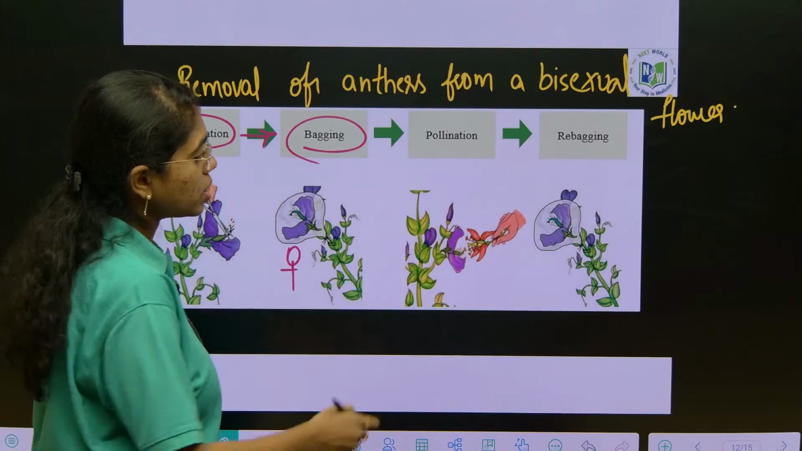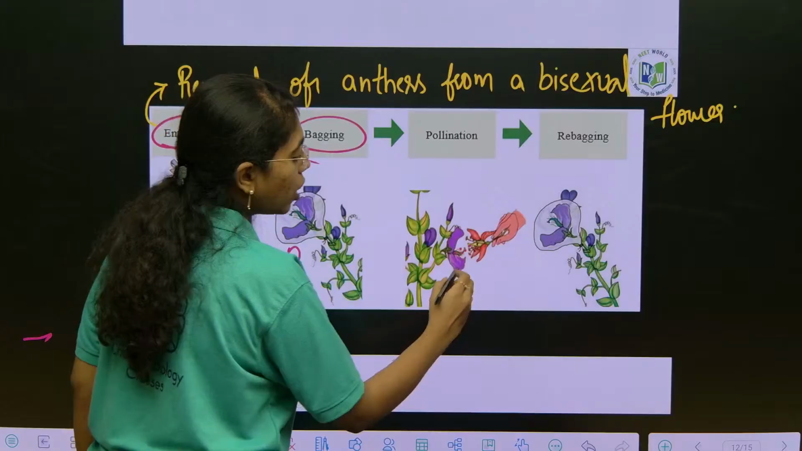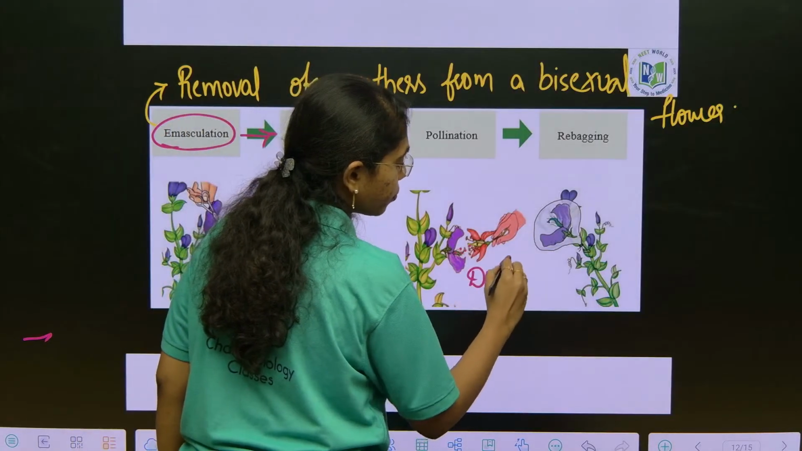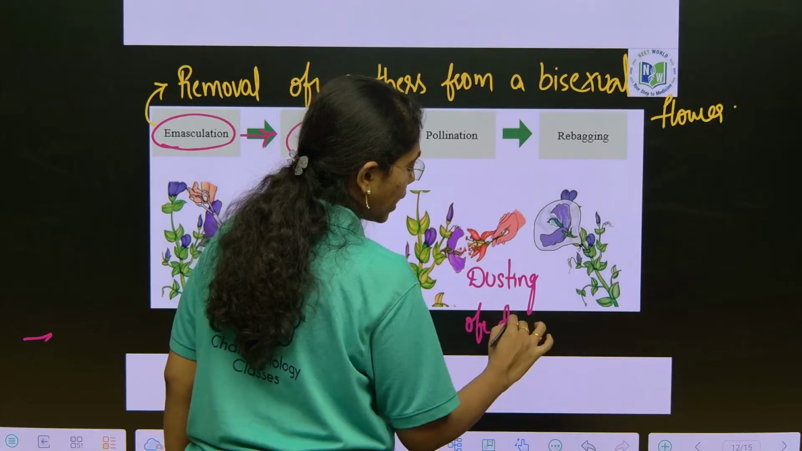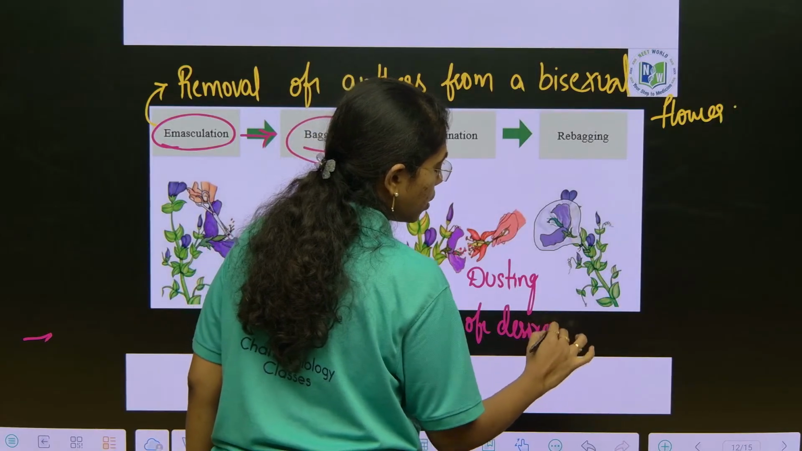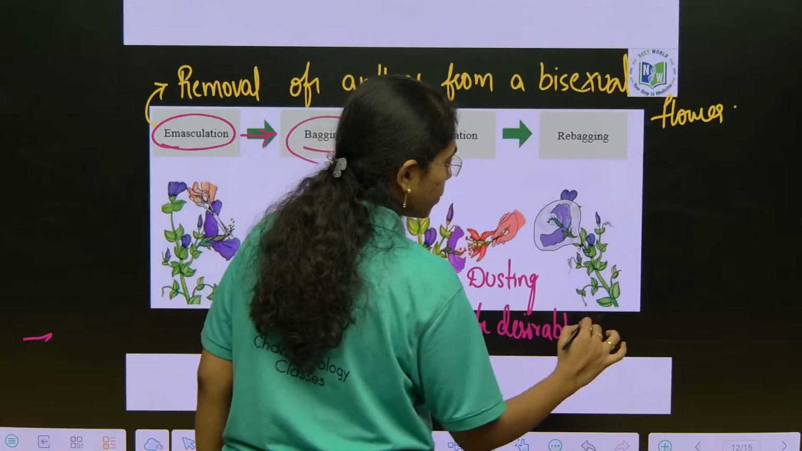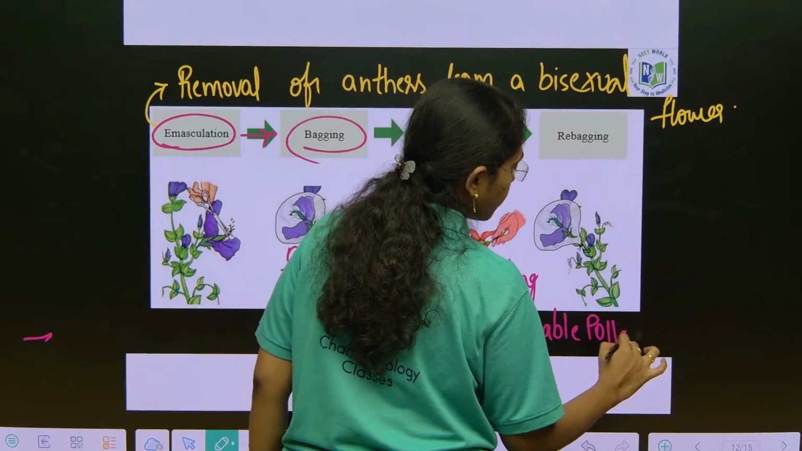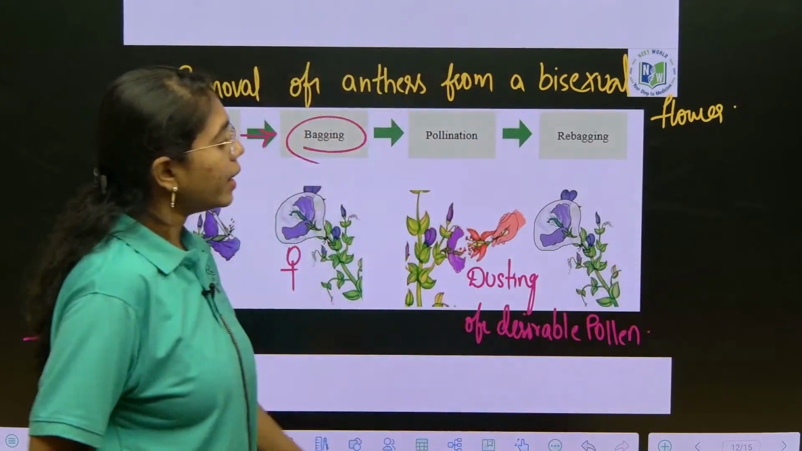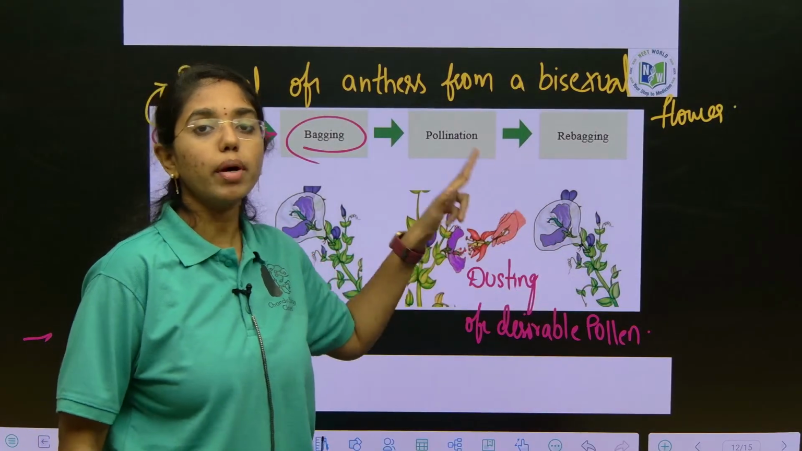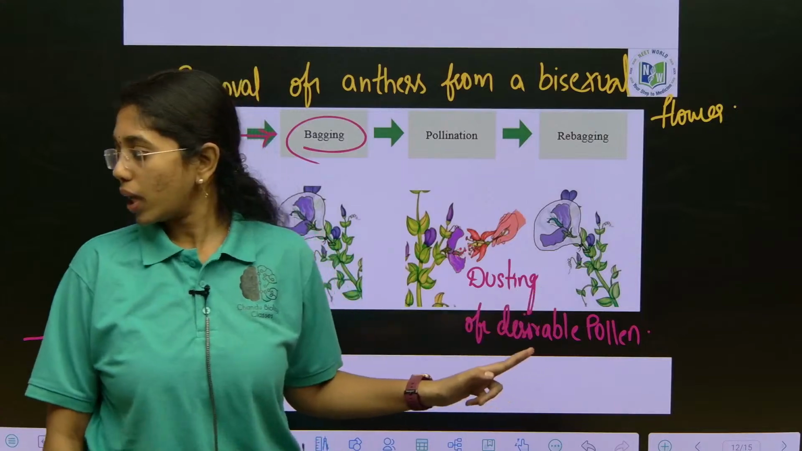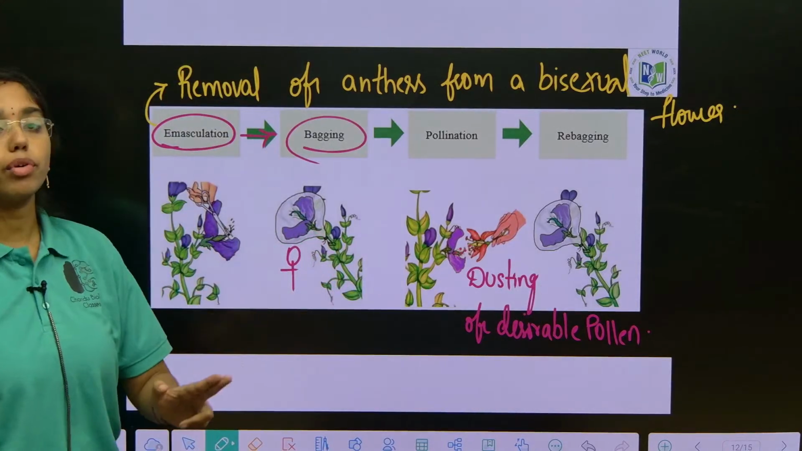So, here if you can see, this is what? Dusting of desirable pollen grains. Okay. And then rebagging again to escape the contamination of the pollen from outside. Okay. So, these are the steps you have to remember.